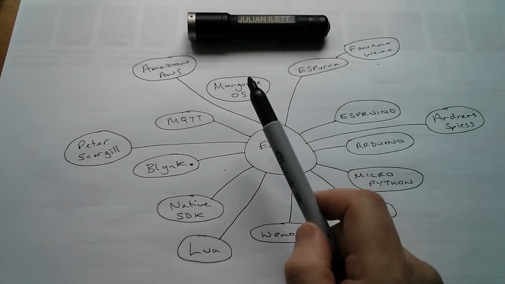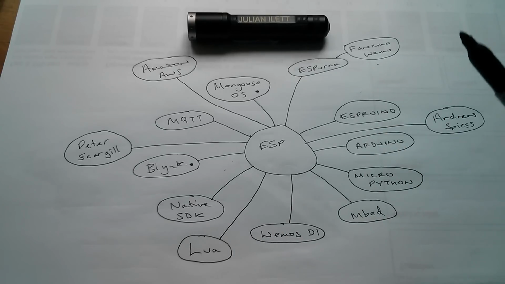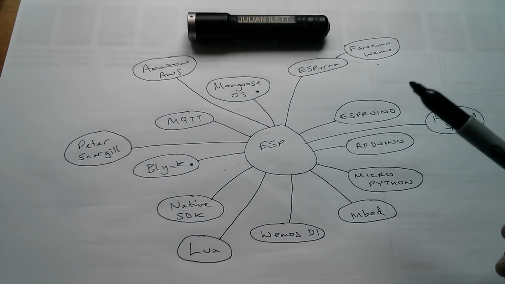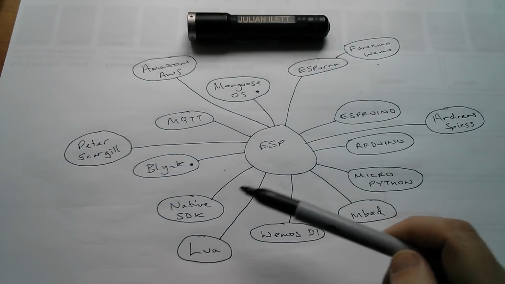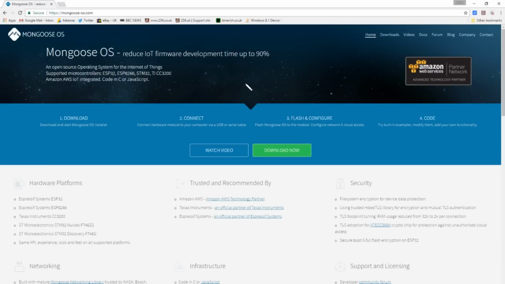But if I find out I don't like Mongoose or that it doesn't do the things I want to do, then maybe I'll switch to Esprino, or even the Arduino native SDK. These two are probably the same. Or do I go MicroPython? It's just so difficult to decide. Right, so let's have a little look at my choices.